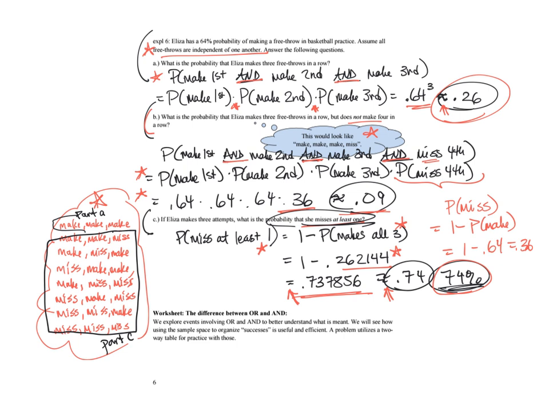I also just want to think about that as a percentage. Well, that's 74%. So what I'm saying is, of all the times she has a 3 attempt string, the probability that she misses at least one will be 74%. So 3 out of 4 times, when she tries for those 3 attempts, she'll miss at least one. All right, good to know.